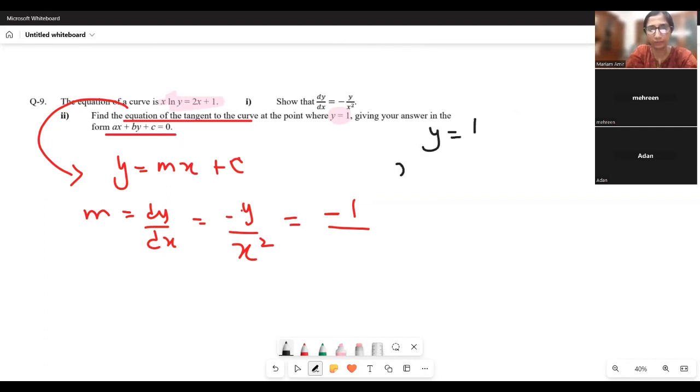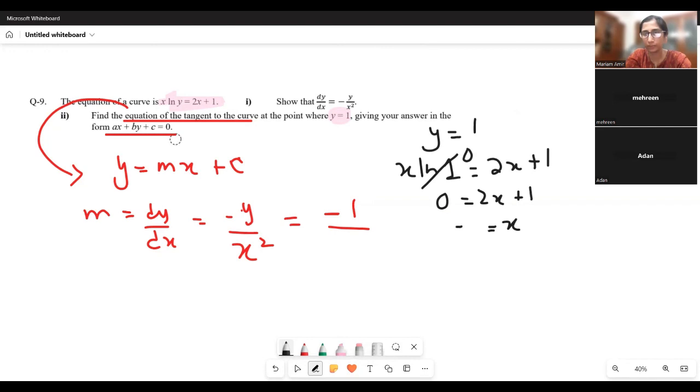It's going to be x ln 1 equals 2x plus 1. So if you remember, log of 1 or ln 1 is 0. So we get 0 equals 2x plus 1. So x equals minus half. So the point is minus half comma 1. That's going to help you find the slope as well as the c later on.